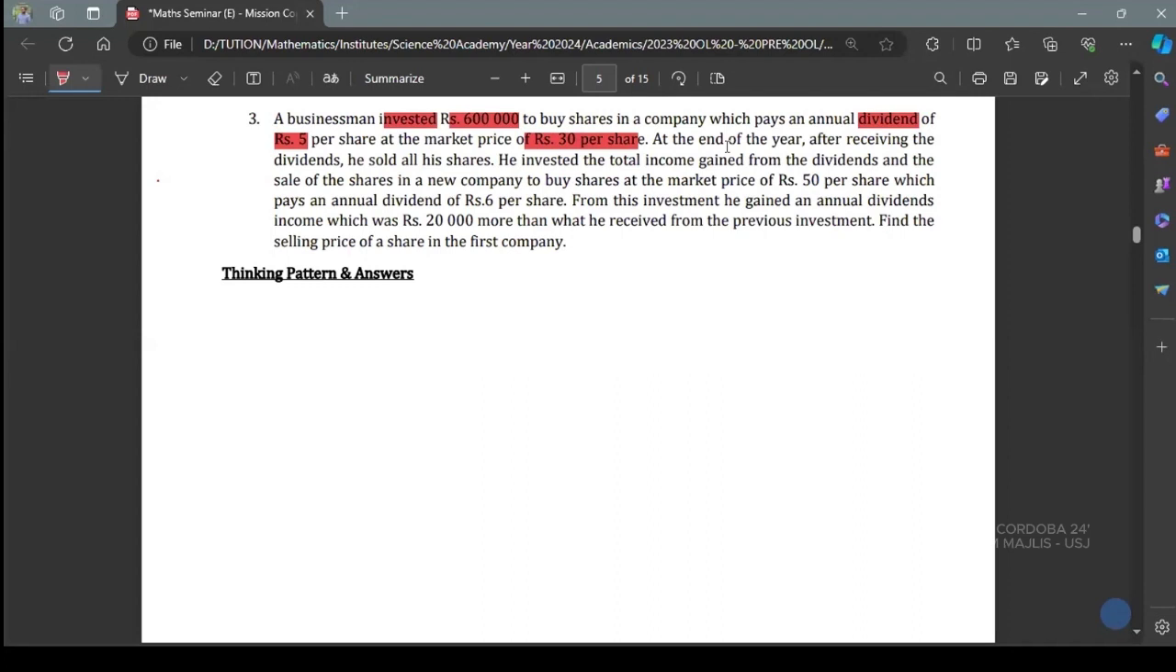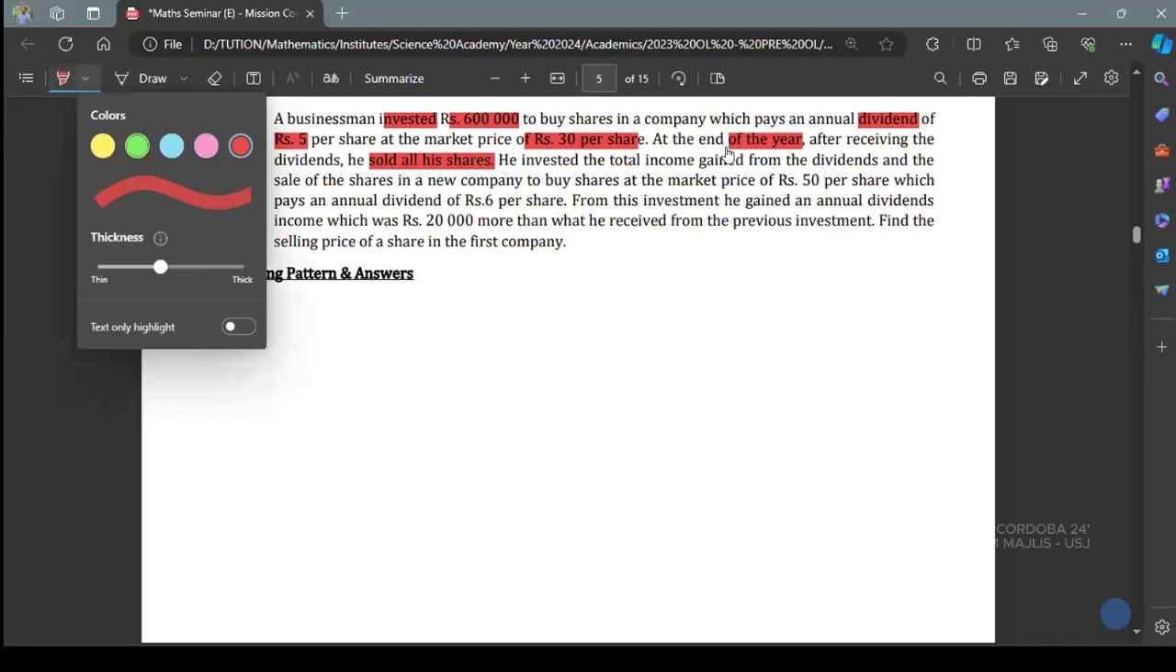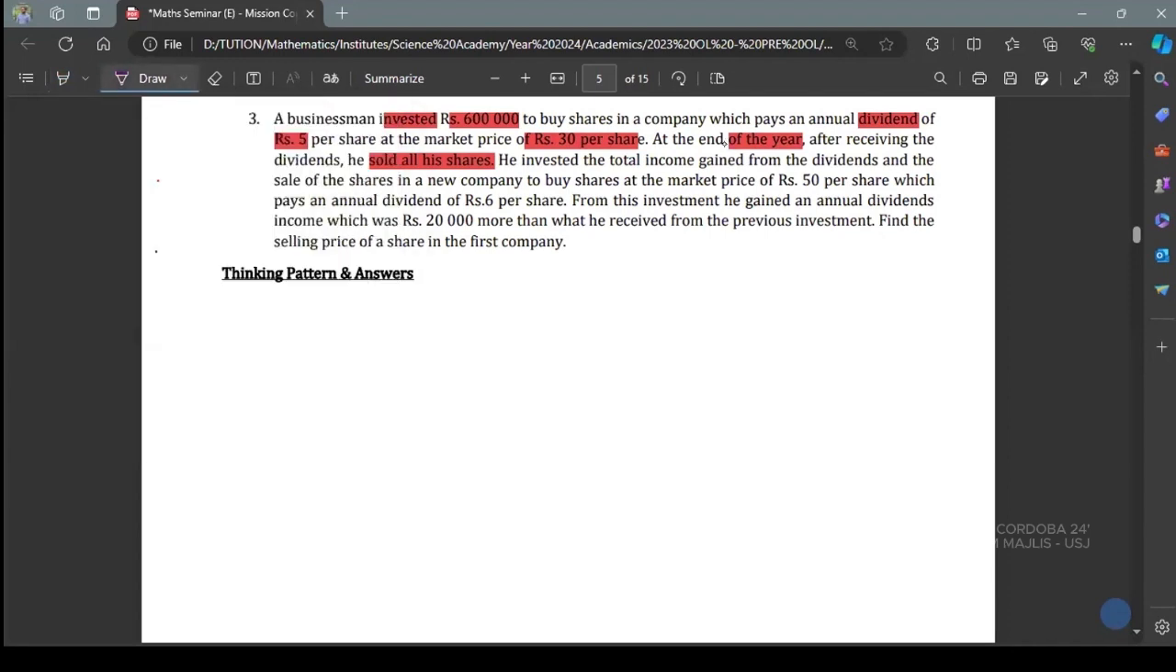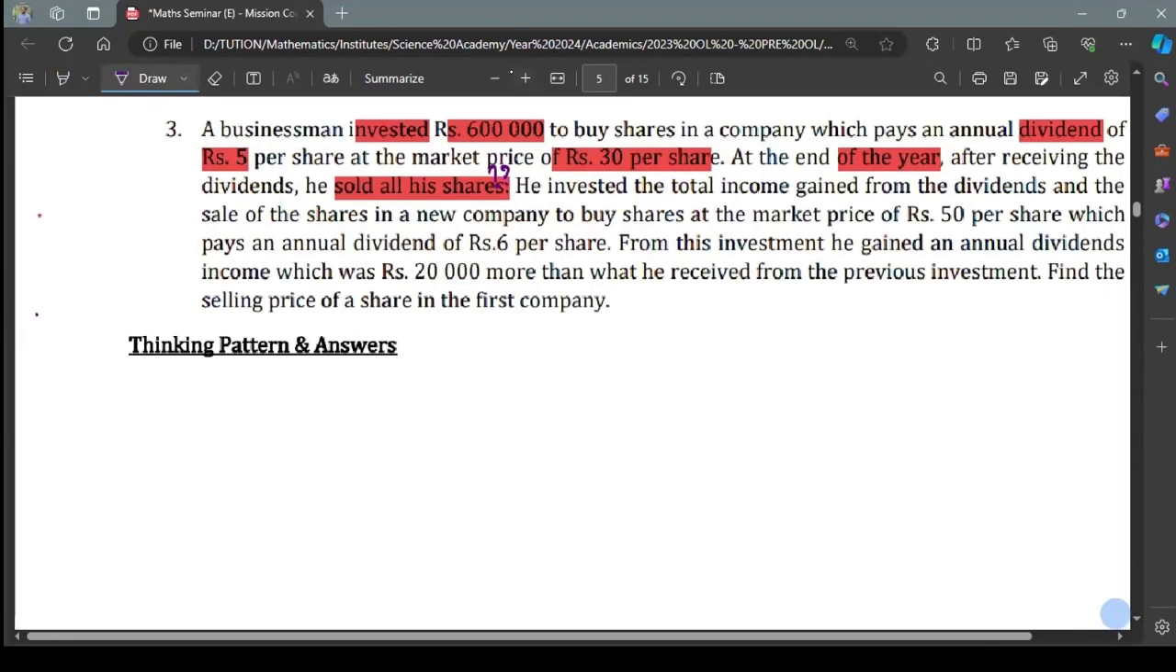At the end of a year, which means he is possessing these shares only for 1 year. At the end of the year, after receiving the dividends, he sold all his shares. So here you put a question mark. They didn't tell you for how much he sold one share. Is it 30 rupees or less than that, or is it 35 rupees? They didn't give you that, so here put a question mark and keep it.